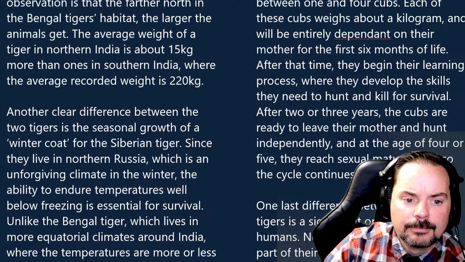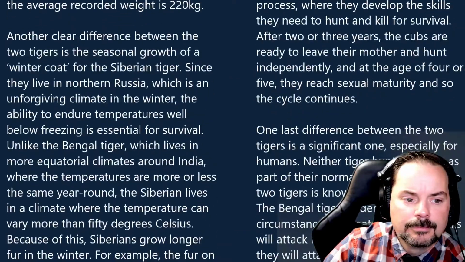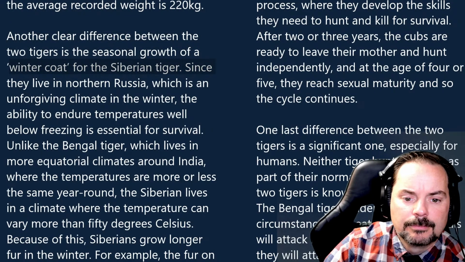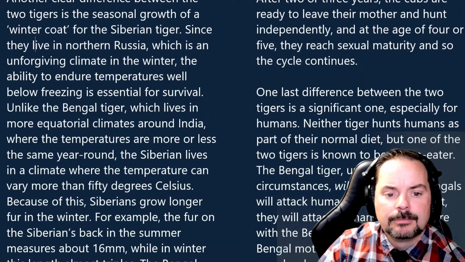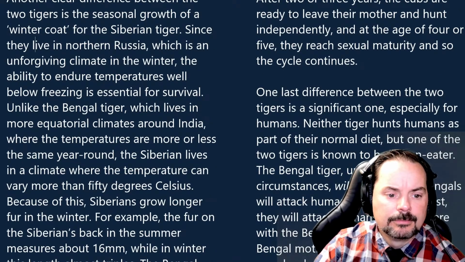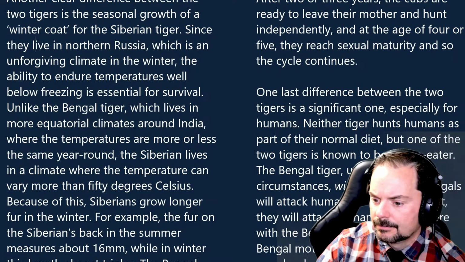The average weight of a tiger in northern India is about 15 kilograms more than ones in southern India, where the average recorded weight is 220 kilograms. Another clear difference between the two tigers is the seasonal growth of a winter coat for the Siberian tiger. Since they live in northern Russia, which is an unforgiving climate in the winter, the ability to endure temperatures well below freezing is essential for survival.